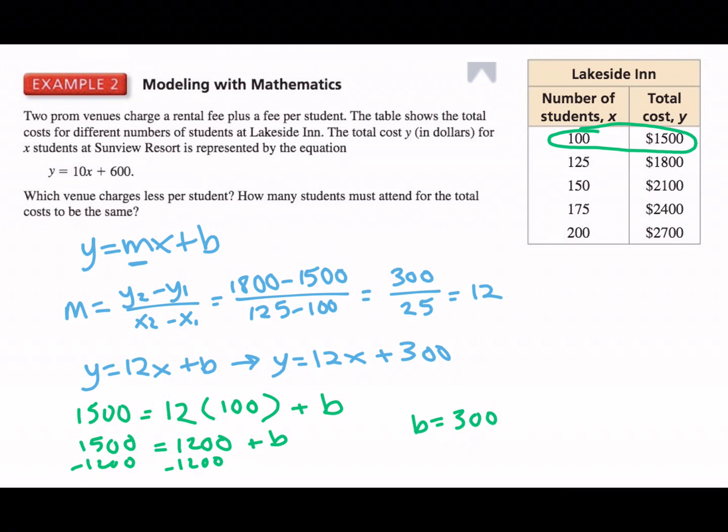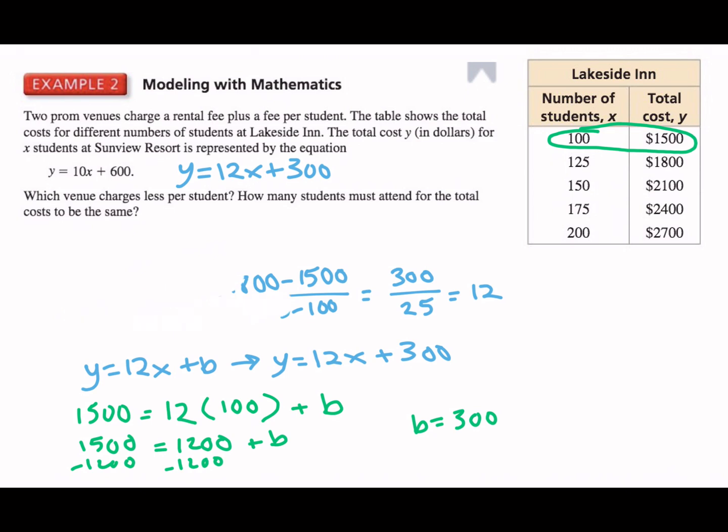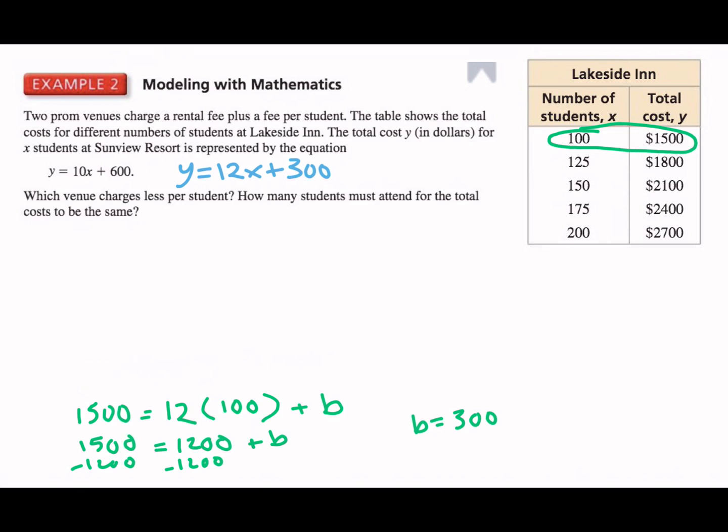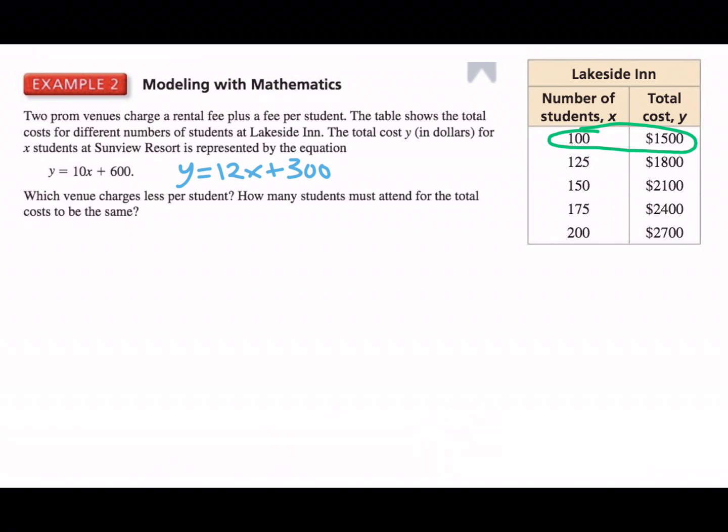So I'm going to write this up here so that I can compare it to Sunview. So it's y equals 12x plus 300. So now we're ready to answer the first part of the question, which was which prom venue charges less per student. So the cost per student is going to be our slope. So Sunview Resort charges $10 per one student, whereas Lakeside charges $12 per one student. So the answer for the first part is Sunview Resort charges less per student.